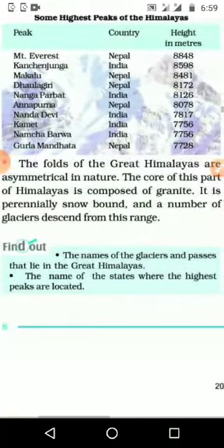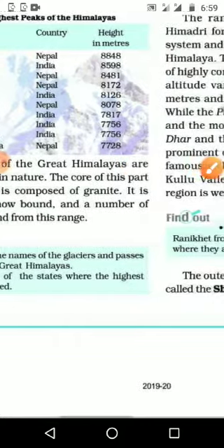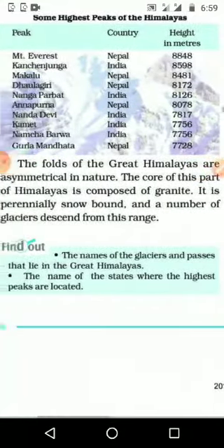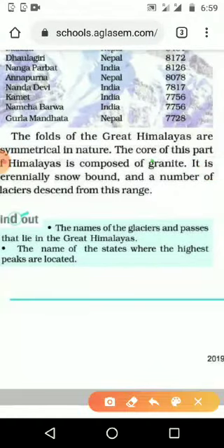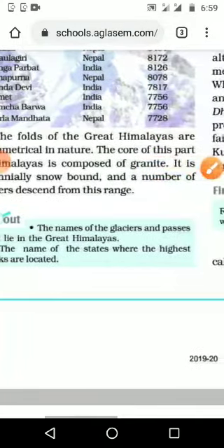The folds of the Great Himalayas are asymmetrical, because they are not in a symmetrical way. Sometimes it is very high, sometimes it is very low, and the distance is also not proper. The core of this part of the Himalaya is composed of granite. It means in the land area we can see a high deposition of granite, and it is generally snow bound, and a number of glaciers descend from these ranges.